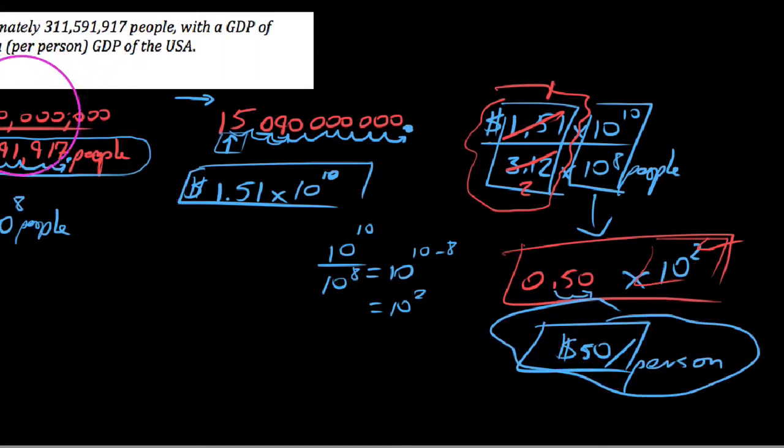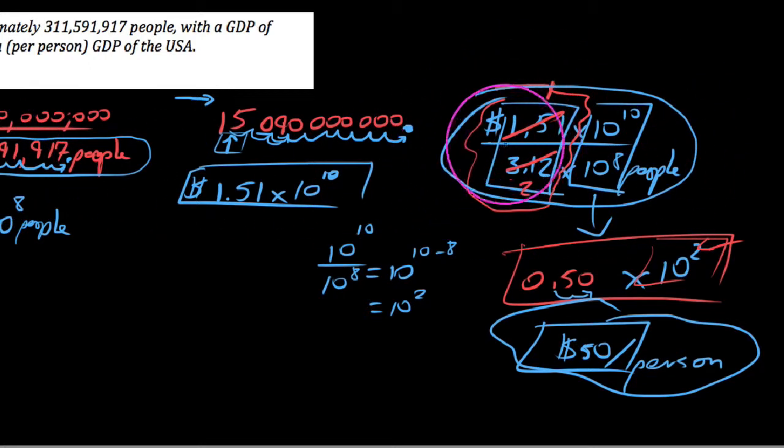The point of this exercise is to know how to write a number in scientific notation and to know how to multiply and divide numbers in scientific notation. You operate on the numbers in front here, and then you just either use your product or quotient property with your tens. Cool.